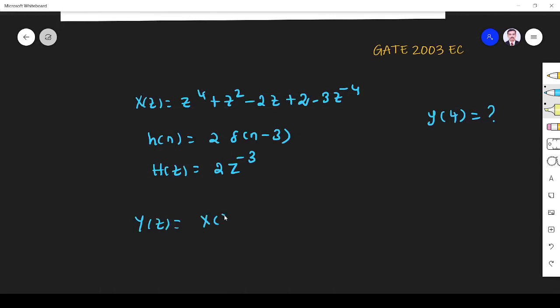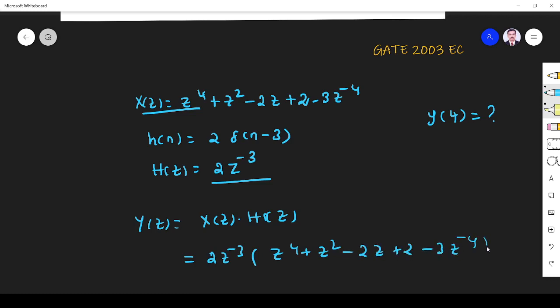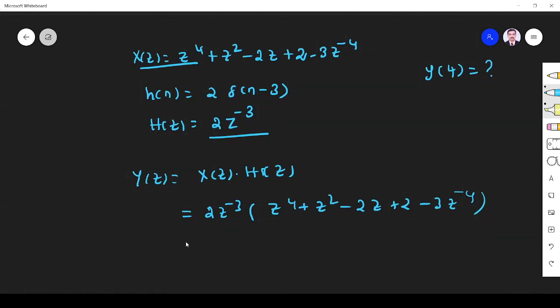We know Y(z) is the product of X(z) and H(z). So X(z) is there, H(z) is there. If you multiply both, it will be 2z^-3 into (z^4 + z^2 - 2z + 2 - 3z^-4), right? So it will be equal to, taking 2 as a constant, z^1 + z^-1 - 2z^-2 + 2z^-3 - 3z^-7.